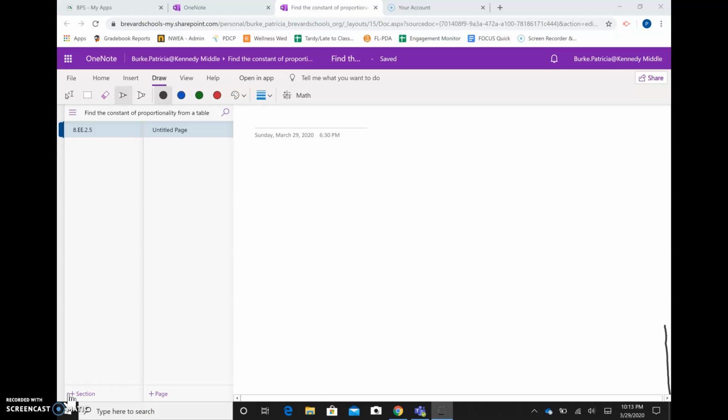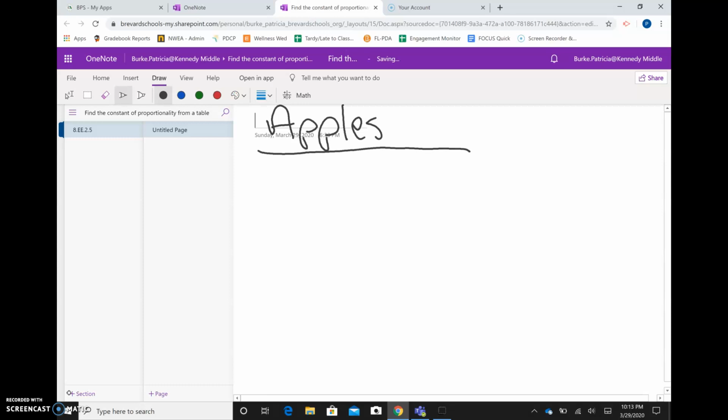So what does that look like? First, let's look at a proportional relationship. We are going to pretend we are buying some apples. So we are going to make ourselves a chart. On one side, we're going to have apples, and on the other side, we are going to have cost. When we have 4 apples, they are going to cost $3.